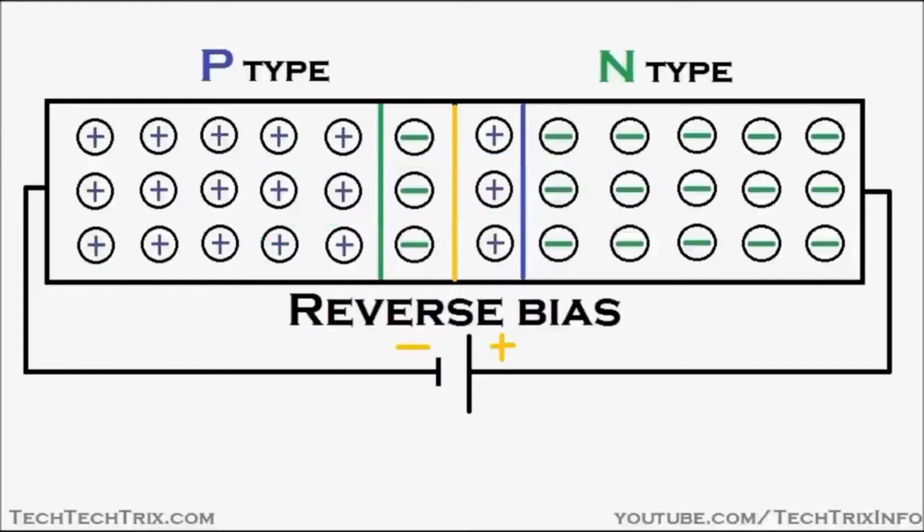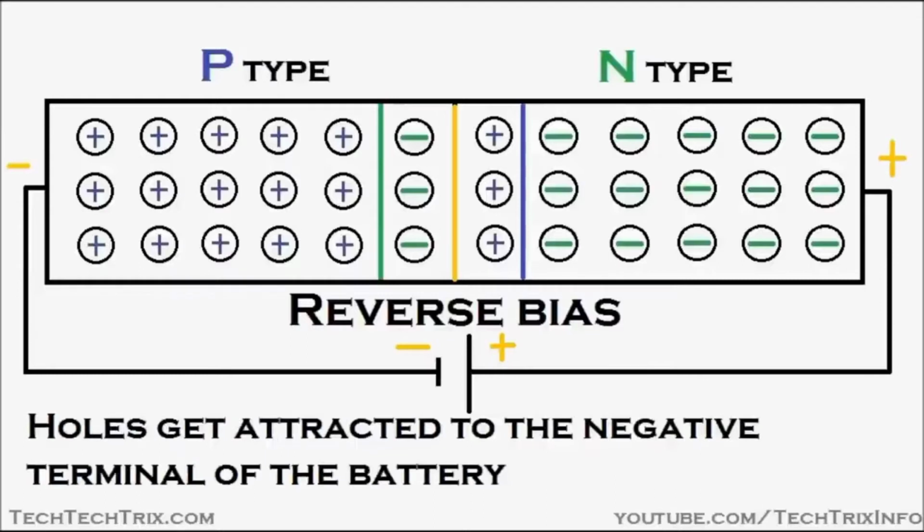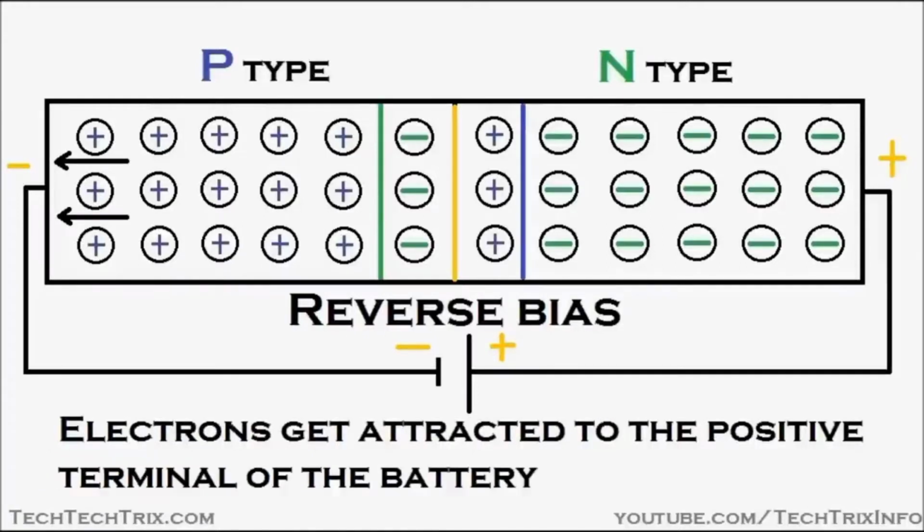Now let's see reverse bias. To achieve reverse bias in a PN junction semiconductor, the negative terminal of the battery is connected to the P-type semiconductor, and the positive terminal of the battery is connected to the N-type semiconductor. So holes get attracted to the negative terminal of the battery. You can see the animation over there, and the electrons get attracted towards the positive terminal of the battery, as per the animation over there.